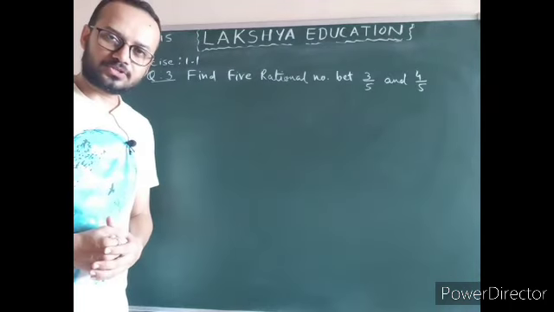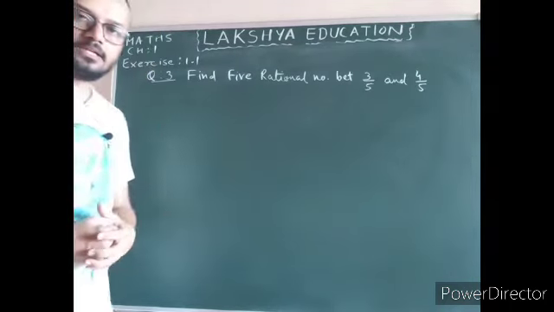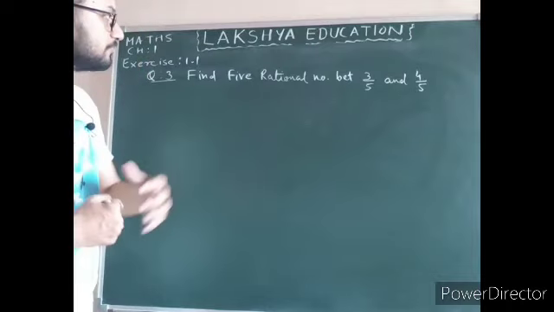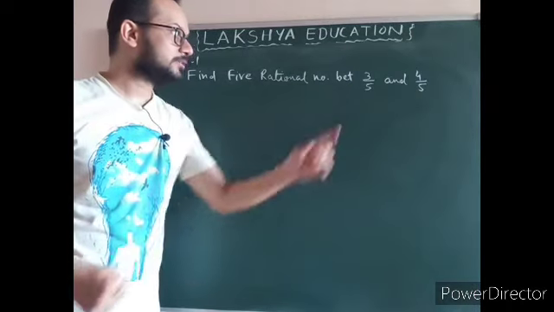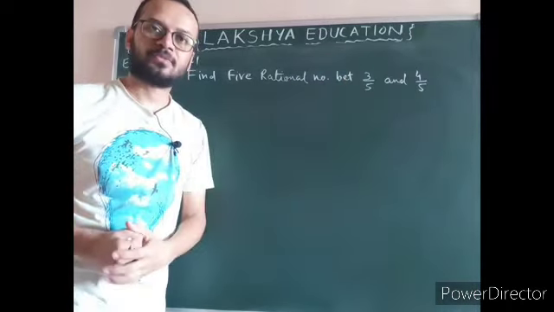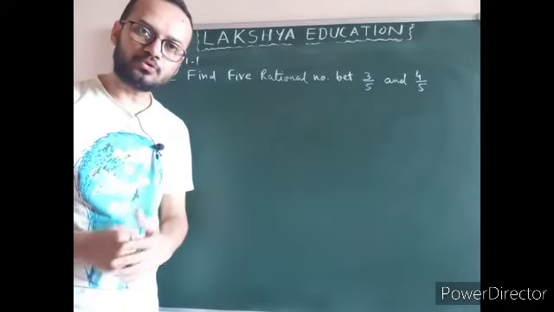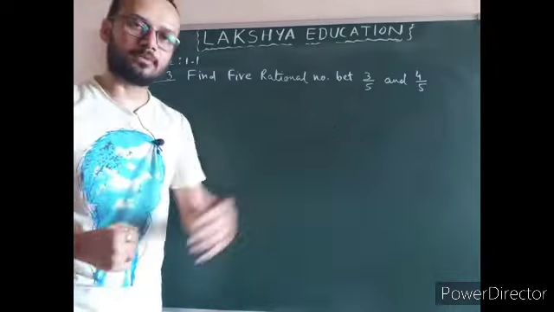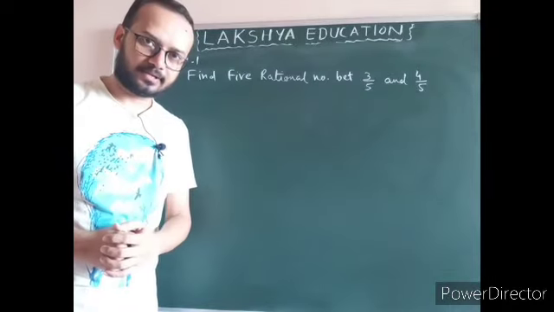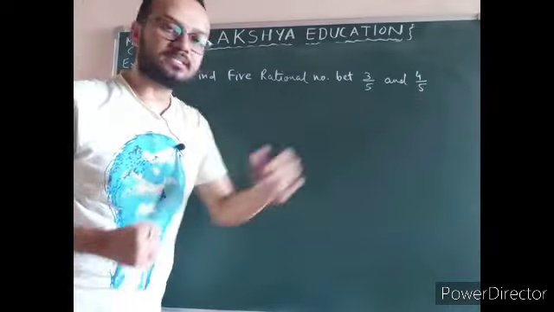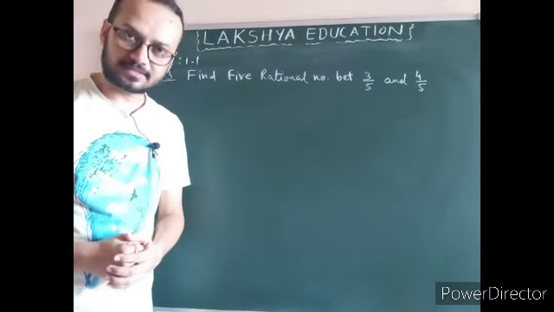Now let us see the next question. The next question is question number 3, and the question is: find 5 rational numbers between 3 by 5 and 4 by 5. Here the two numbers are given in p by q form and we have to get 5 rational numbers between these two numbers. So first of all we will check, are the denominators the same? Yes, the denominators are the same.